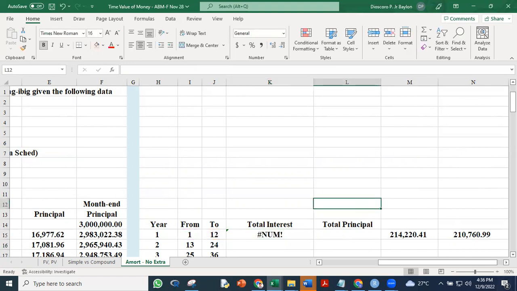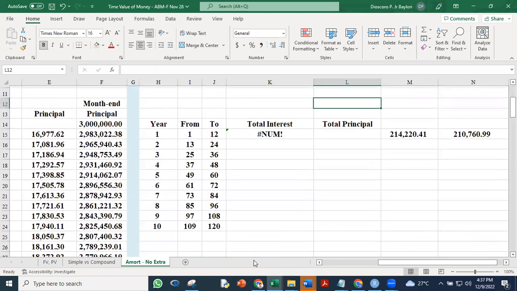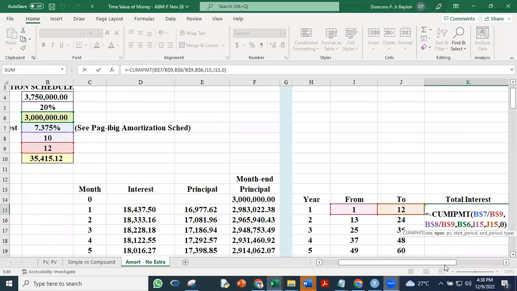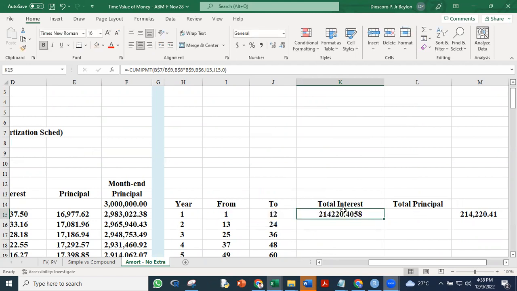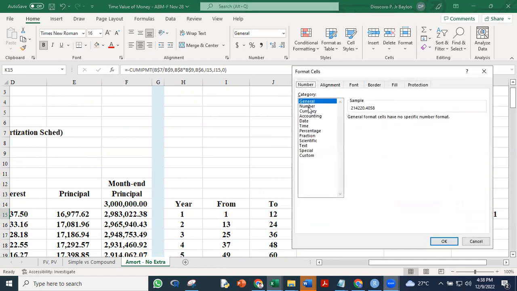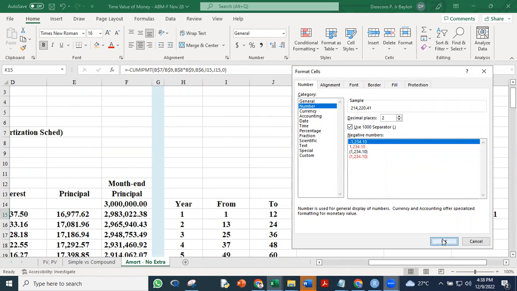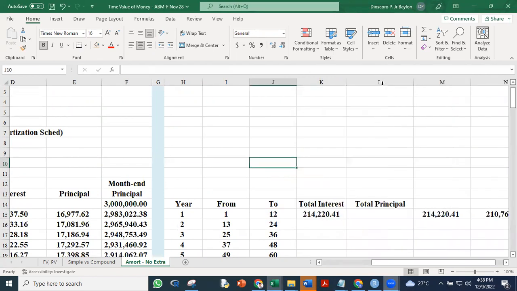Okay, why am I getting a number sign? Okay, let me check this first. Okay, so the rate is 7.375% divided by 12. And then the number of periods should be, it's not divided by, okay, it should be 10 times 12 because there are 120 months. Okay, I think this will now be correct. All right, so we have, let's fix this, 2 decimal places there. So it's the same as the one that we manually computed.